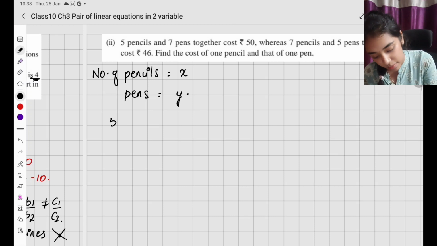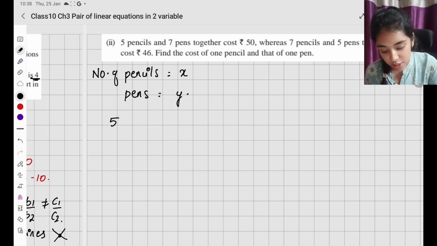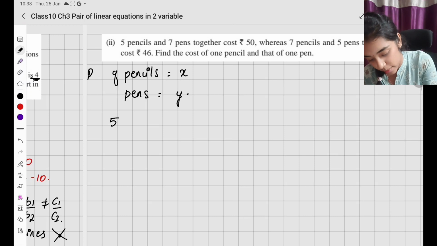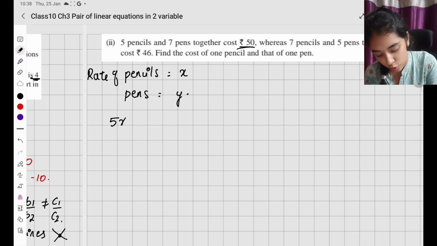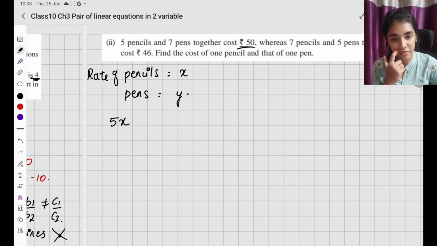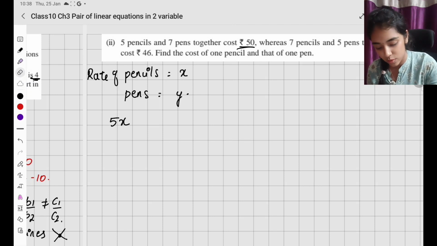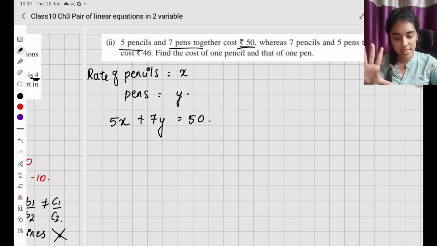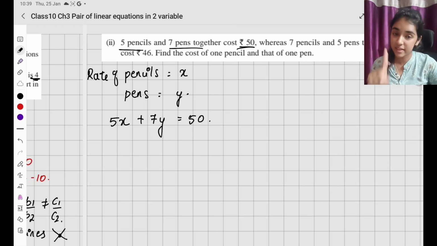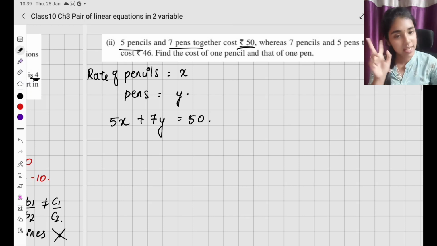Okay, now 5 pencils, so what is the cost of one pencil? Sorry, not number of pencils, rate of pencils. So we are talking about rate, right? So the rate of pencils, together cost 50 rupees, because that is what is given. So 5 pencils, how much? One pencil is x rupees. So what is 5 pencils? 5 into, if one pencil is 10 rupees then 5 into 10, correct? So 5 into x. 5 pencils is going to be 5 into x. Okay, so 5x, 5 pencils and 7 pens together. So 5x plus 7y equals 50. Understood? 5 pencils is going to cost me 5x rupees. 7 pens is going to cost me 7y rupees. If I add both, I am going to pay 50 rupees. Okay, so 5x plus 7y equals 50.